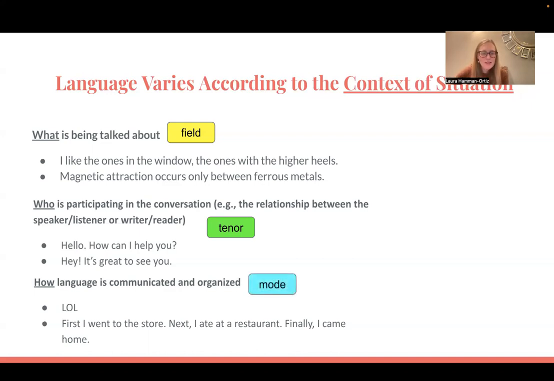So Halliday refers to this as the mode, or it's how the language is organized, or what mode is being used, whether it's spoken or written or something in between to communicate the language.